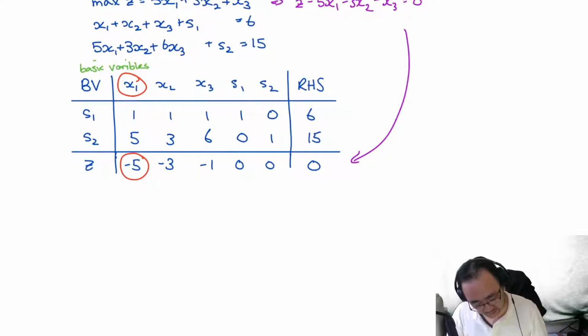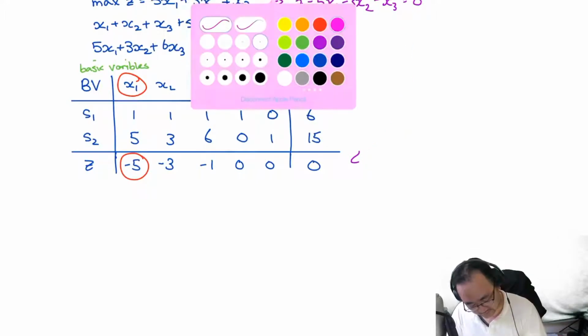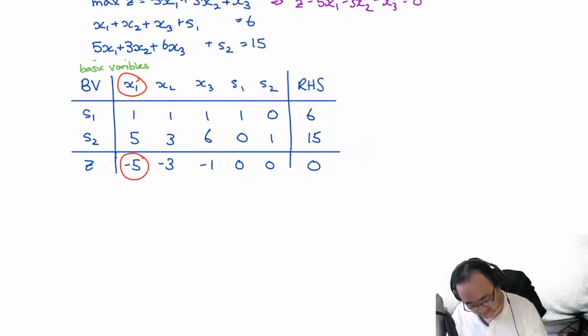So basically, what we're going to do here is what we call the ratio test. So I'll just move that out of the way, and then I will do a little thing in pink. Okay, and then I've got a ratio test.